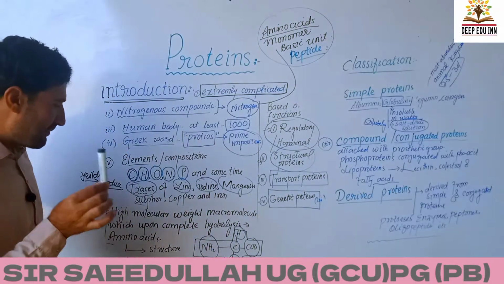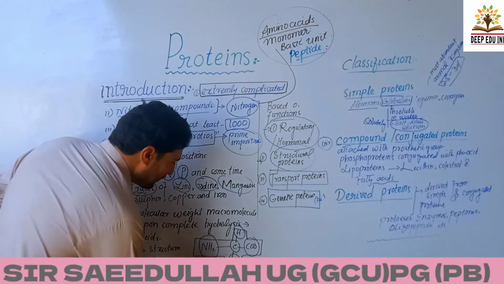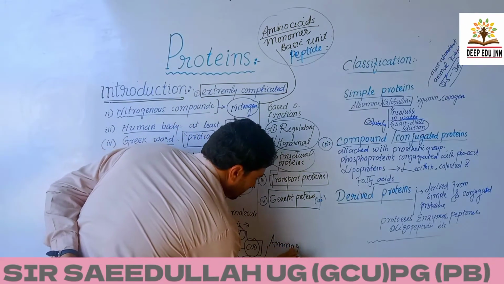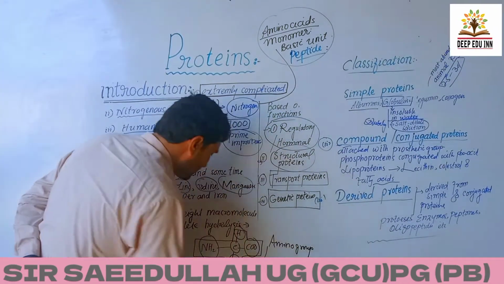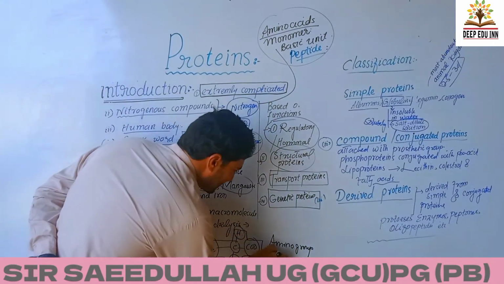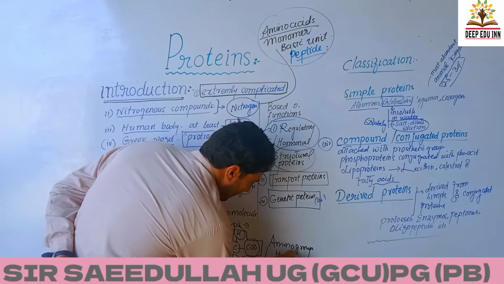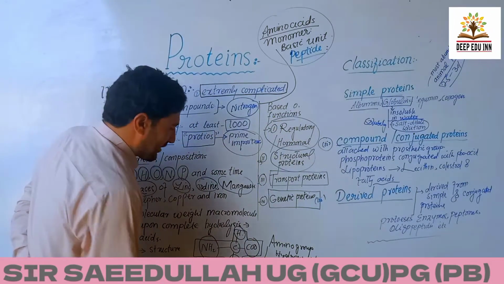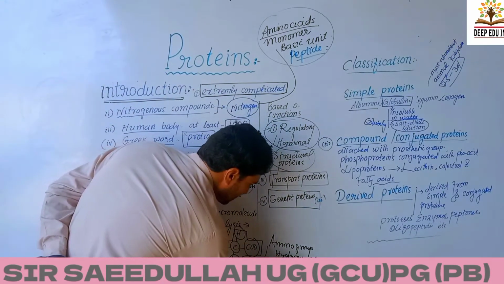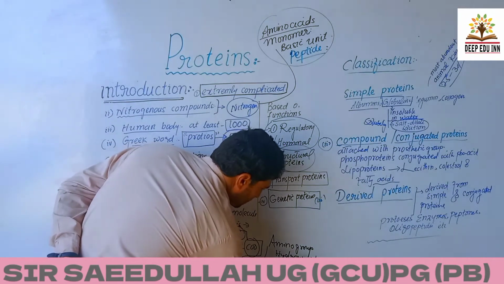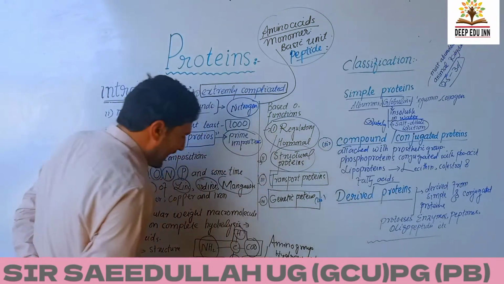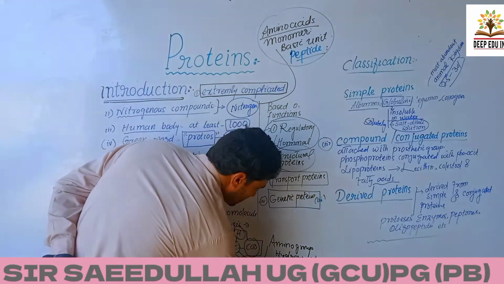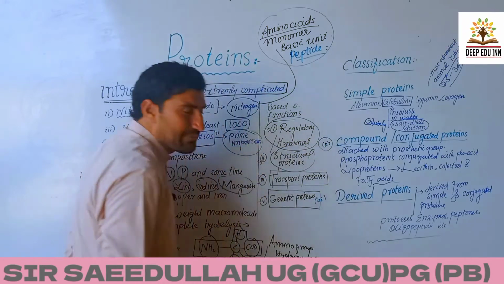The basic structure of an amino acid consists of an amino group, that is, an amino functional group. Second, a hydrogen atom. Then a carboxyl group, and a carbon atom at the center, which is sometimes called the beta carbon.